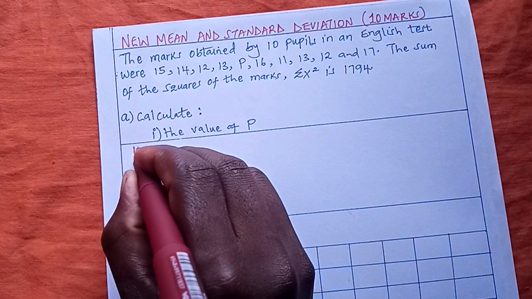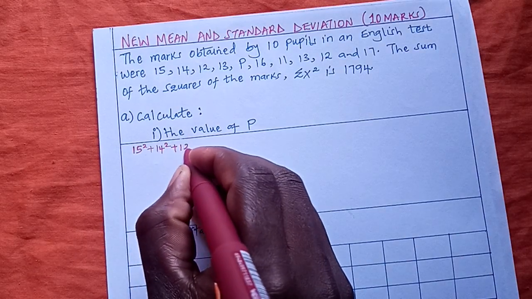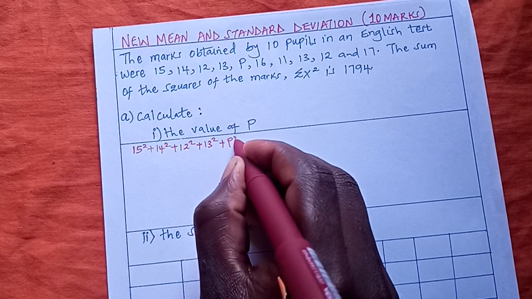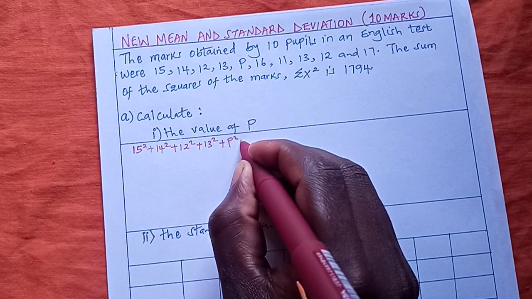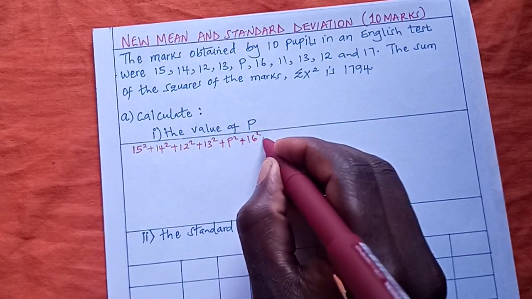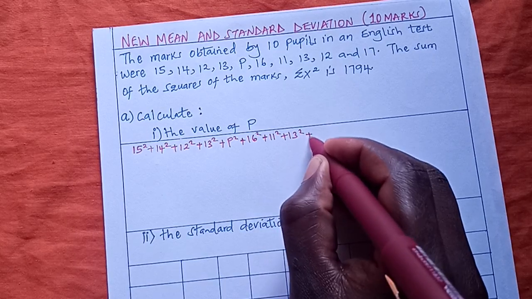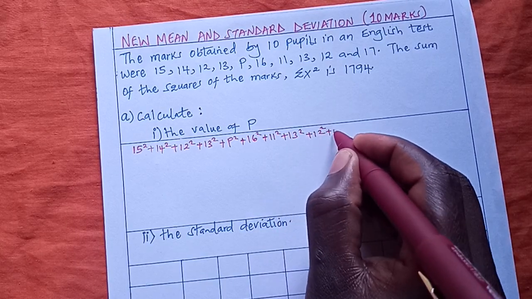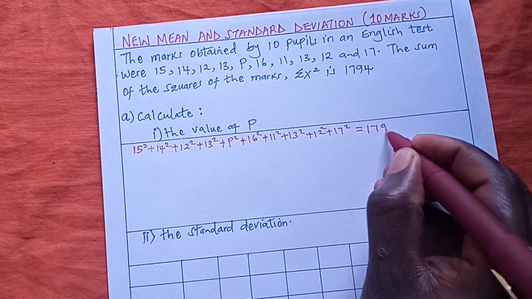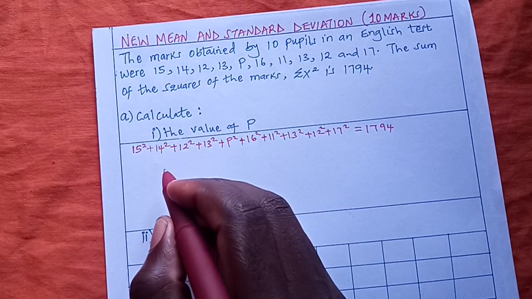If you square 15 plus the square of 14 plus the square of 12 plus the square of 13 plus P squared plus the square of 16 plus the square of 11 plus the square of 13 plus the square of 12 plus the square of 17, this will give you a total of 1,794. That is the total mark that you're going to get.